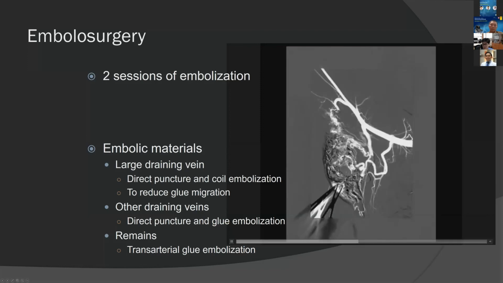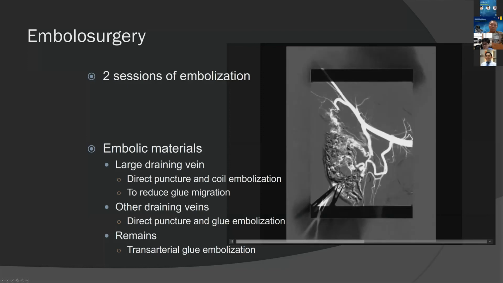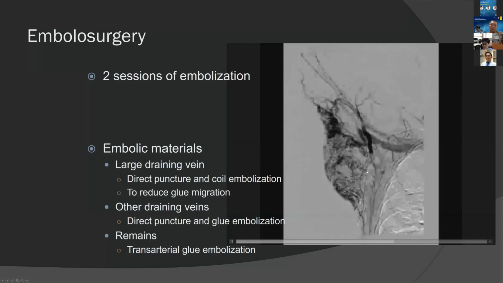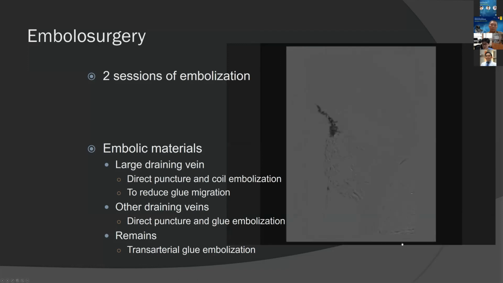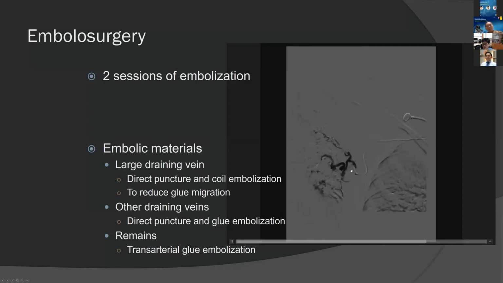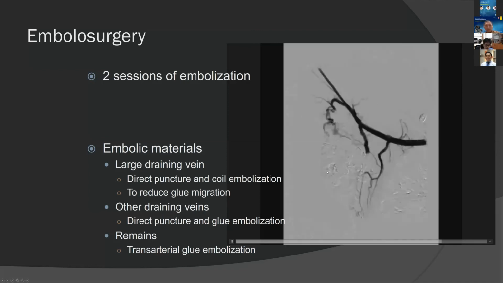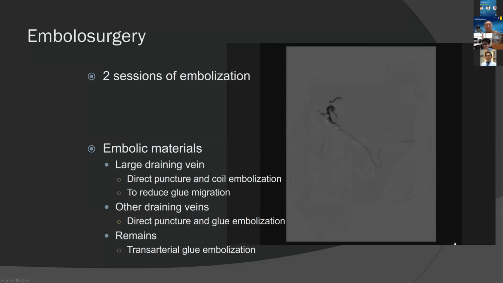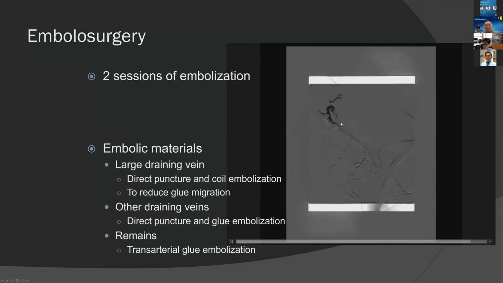Fluoroscopic guided puncture can also be performed if the lesion is deeply located, and glue injection to occlude the entire vascular structures. After that, this is another direct puncture. And then finally, transarterial glue injection was performed to occlude the residual vascular lesions. And this lesion was also embolized with the glue. This is a glue injection.